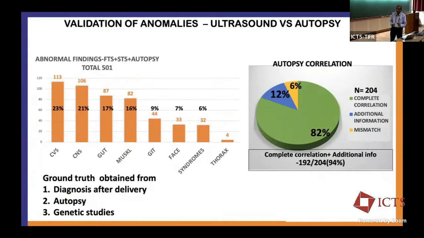Now, when I looked at how good we are by our own methods without any automation, we found that in our own series, 82% had complete correlation with the autopsy. In 12% there was additional information, which means the primary diagnosis was right. So we got the primary diagnosis right in 94% of the cases.